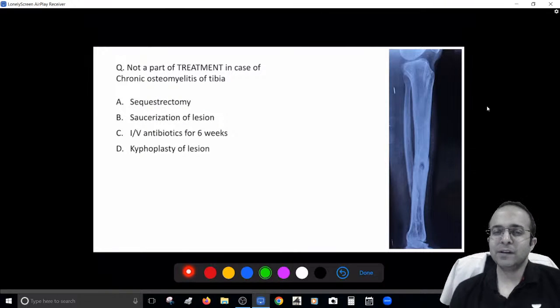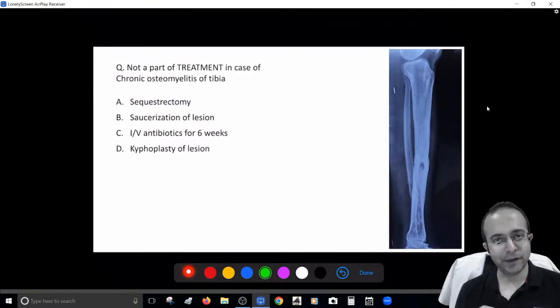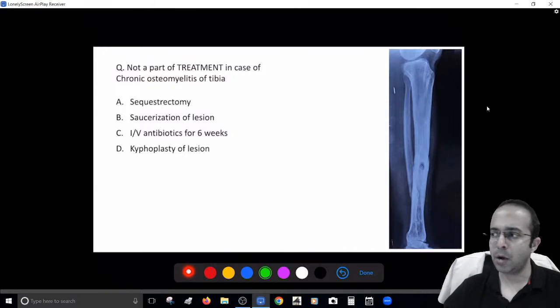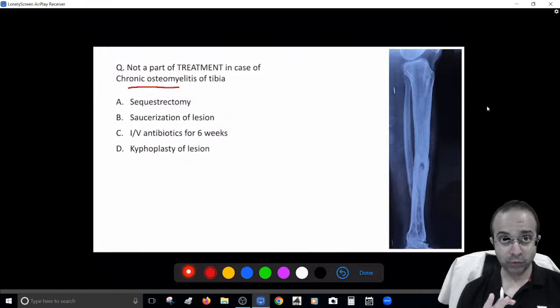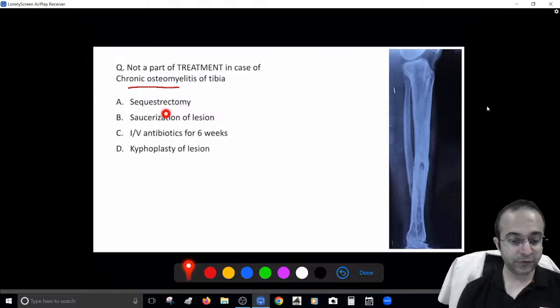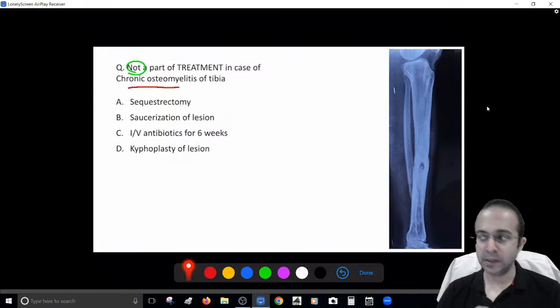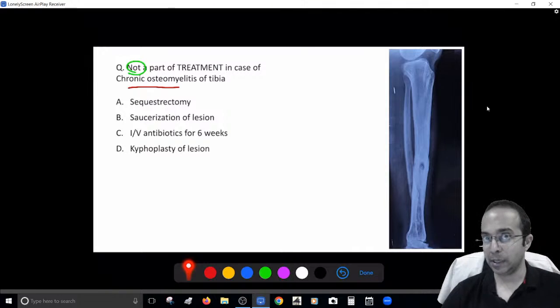Now, a very simple question, not a part of treatment in chronic osteomyelitis. See, acute osteomyelitis would need antibiotics. Brodie's abscess would need drainage of the abscess. But how to handle cases of chronic osteomyelitis? So mind you, all are steps of treatment of chronic osteomyelitis except one. So you have to tell me which of the options does not make an important part of treatment in cases of chronic osteomyelitis. So can I have some people help me out with this one?